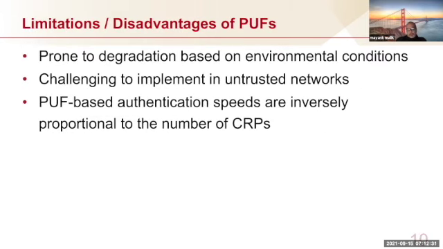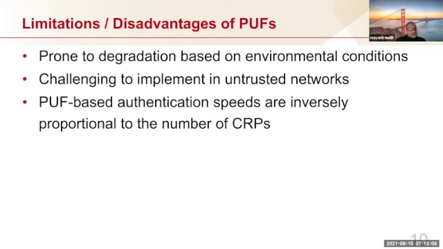Limitations of PUFs: they are prone to degradation based on environmental conditions. There are several kinds of PUFs, and each of those would be susceptible to certain environmental conditions. A delay PUF, for instance, will be susceptible to capacitor degradation on a network or on a circuit. So depending on what type of PUF you are using, they may degrade over time. It is challenging to implement PUFs in untrusted networks. And PUF-based authentication speeds are inversely proportional to the number of CRPs.